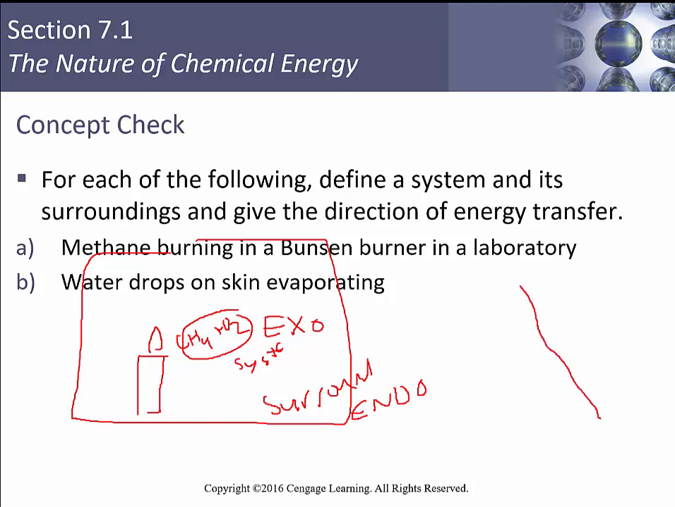If I have water droplets on the skin and they're getting vaporized, heat is going from the skin into the water. So from the water, which is our system, that's going to be endothermic for the water, and it's going to be exothermic for the skin. So the energy from our surroundings, which is our skin, the rest of the universe, is going into the water droplet as it's evaporating.